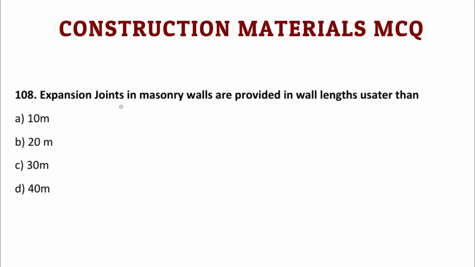So next question, expansion joint in masonry walls is provided in wall lengths greater than option A 10 meter, option B 20 meter, option C 30 meter, option D 40 meter. So the correct answer is option D 40 meter.